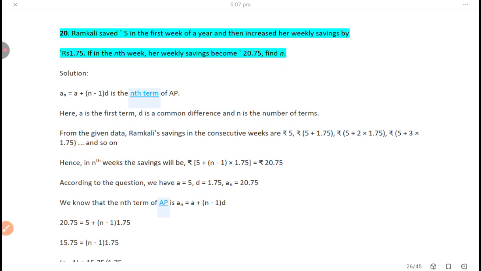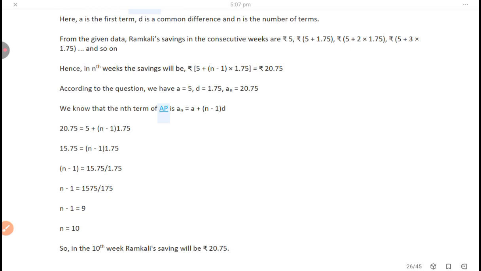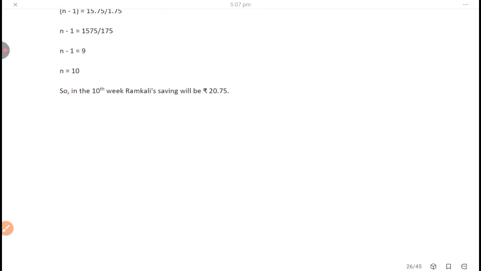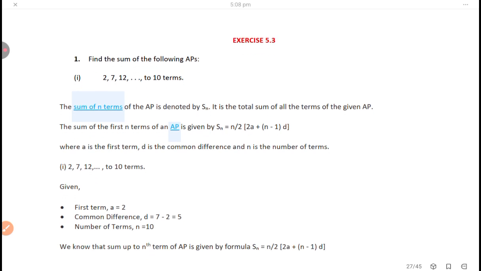Similarly, you can do problem number 20. Please go through it. Now exercise 5.3.